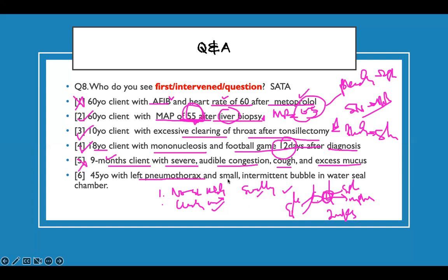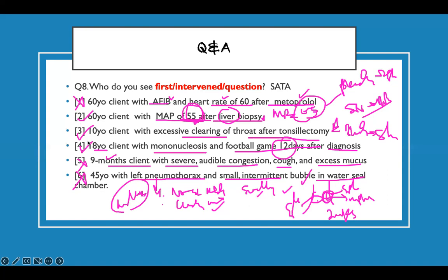45-year-old with left pneumothorax, small intermittent bubbling in the water seal chamber. This is also worrisome, but guess what? It's not. A patient who has pneumothorax should have some air leak, small air leak, as expected until the lung is expanded. That's why you put the chest tube in. Therefore, if you see small intermittent bubbling in the water seal chamber, yeah, the air leak will go away and then the patient will be fine. So that's where you check for air leak, the water seal area. But if they already have pneumothorax, you expect some air leak there, which will resolve. This is not worrisome. I have to be sharp.